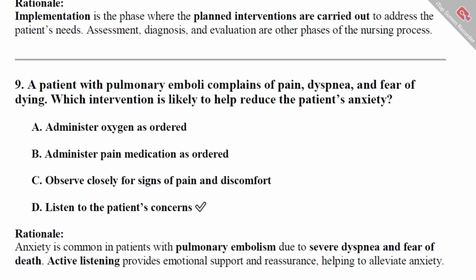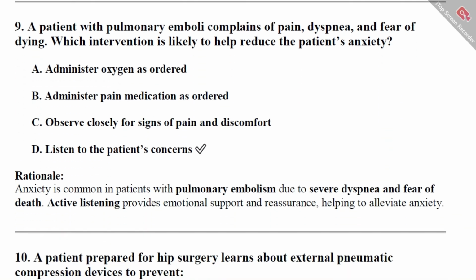Question number 9. A patient with pulmonary emboli complains of pain, dyspnea, and fear of dying. Which intervention is likely to help reduce the patient's anxiety? Option A, administer oxygen as ordered. B, administer pain medication as ordered. C, observe closely for signs of pain and discomfort. D, listen to the patient's concerns. The correct option is option D, which is listen to the patient's concerns.